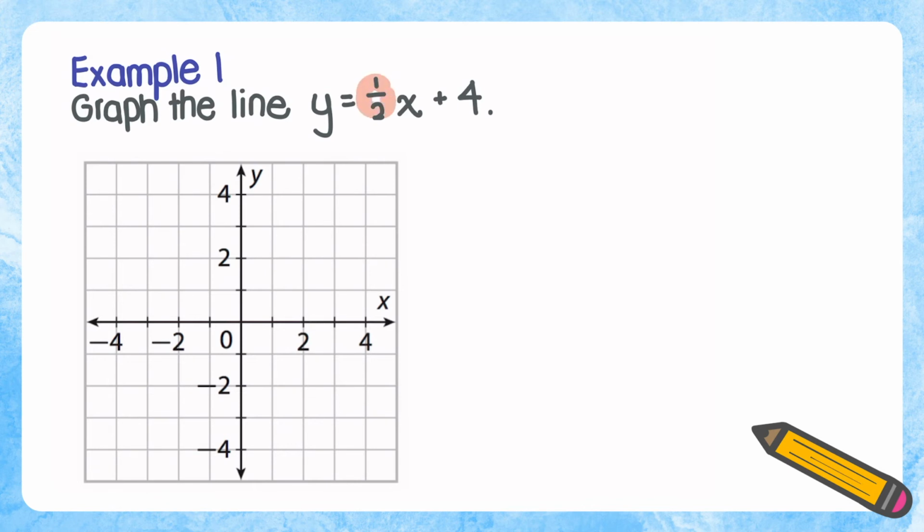Since y equals mx plus b, I notice m is replaced by 1/2, so my slope m equals 1/2. So I rise 1 and then run 2. And then the +4 is my b value. So b equals 4. So my y-intercept is at the point 0, 4.